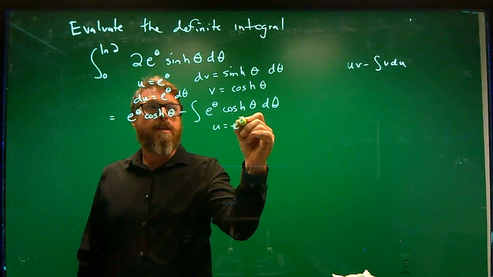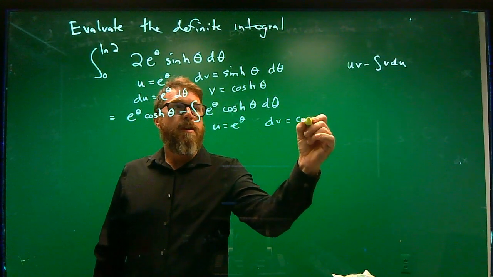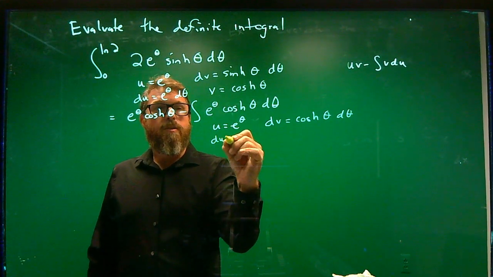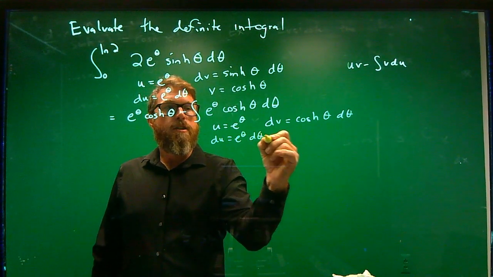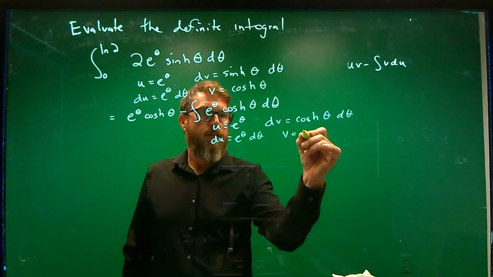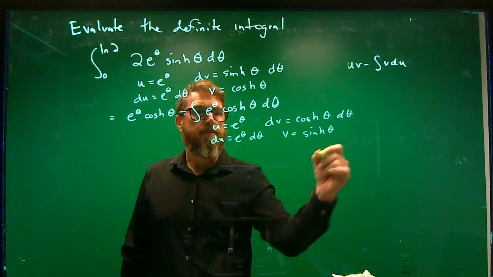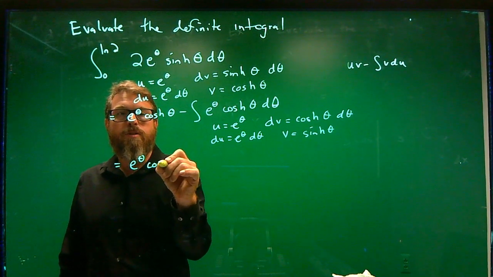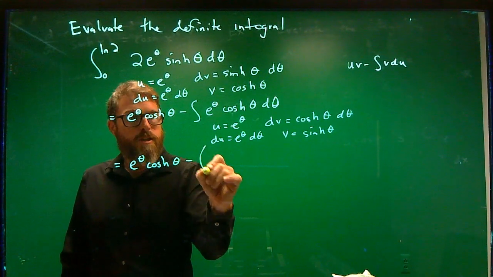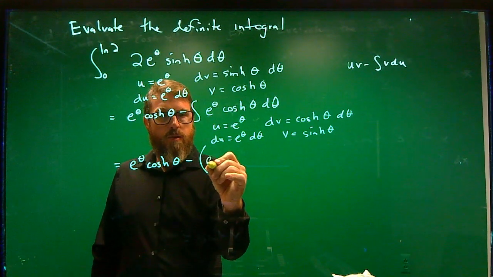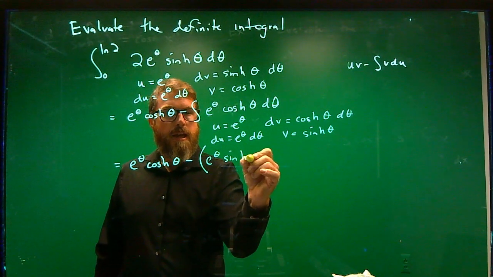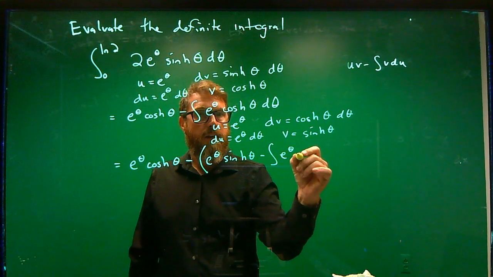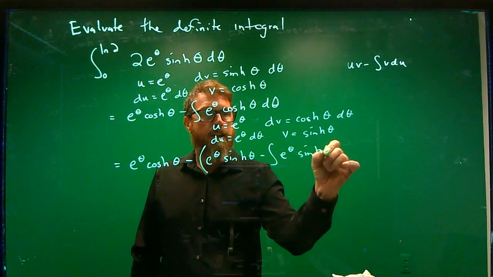u is equal to e to the theta. dv is going to be equal to the hyperbolic cosine of theta d theta. du is going to be equal to e to the theta d theta. So then v is going to be its antiderivative, which is going to be the hyperbolic sine of theta. So this is going to be equal to e to the theta hyperbolic cosine minus, what I get here, uv, so e to the theta hyperbolic sine of theta minus the integral of v du, which is going to be e to the theta hyperbolic sine of theta d theta.